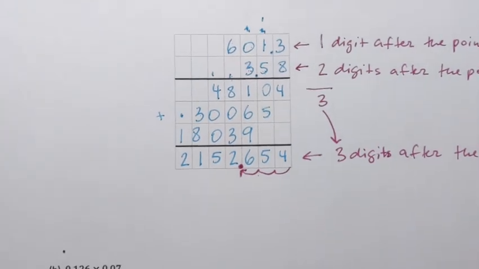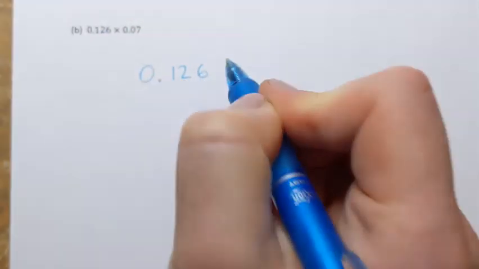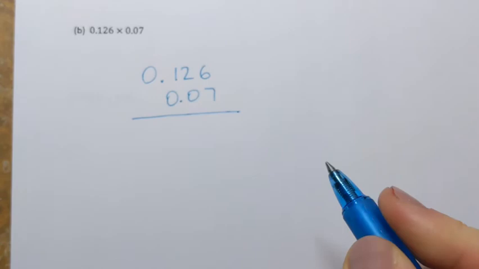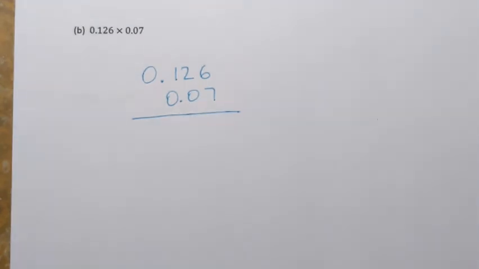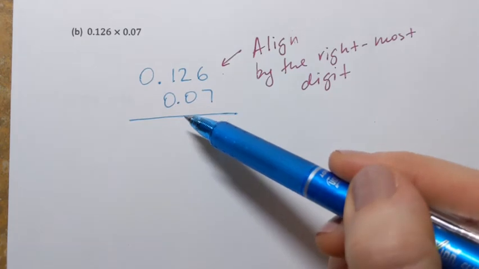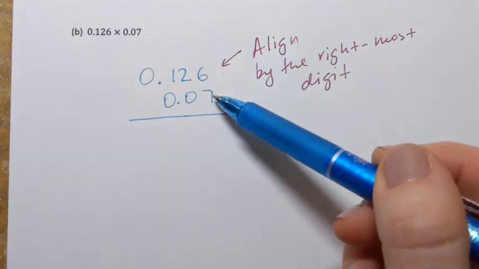Let's try one more example. Let's multiply 0.126 by 0.07. Remember, we start by aligning numbers as if they were whole numbers. So I'll place 0.126 and then 0.07 this way. So when we multiply whole numbers, we align them by the rightmost digit. I'm still ignoring the decimal point, and what I'll do next, I'll multiply as if it was 126 times 7.